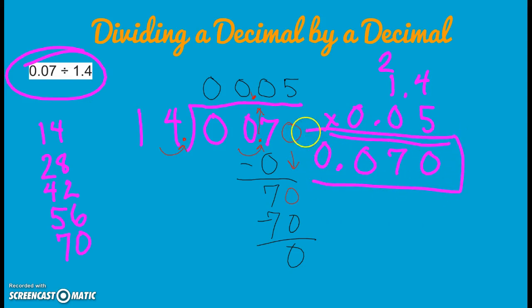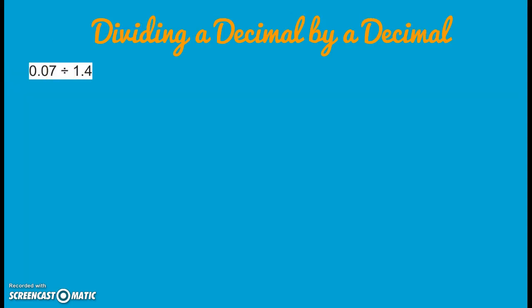Now, let's look at this. Does this match this? It sure does. I have 7 hundredths here, and yes, this is 70 thousandths, but remember, I have a 7 in my hundredths place and nothing in my thousandths place, just like in my answer. So it works out. All right, let's take a look at one more problem.